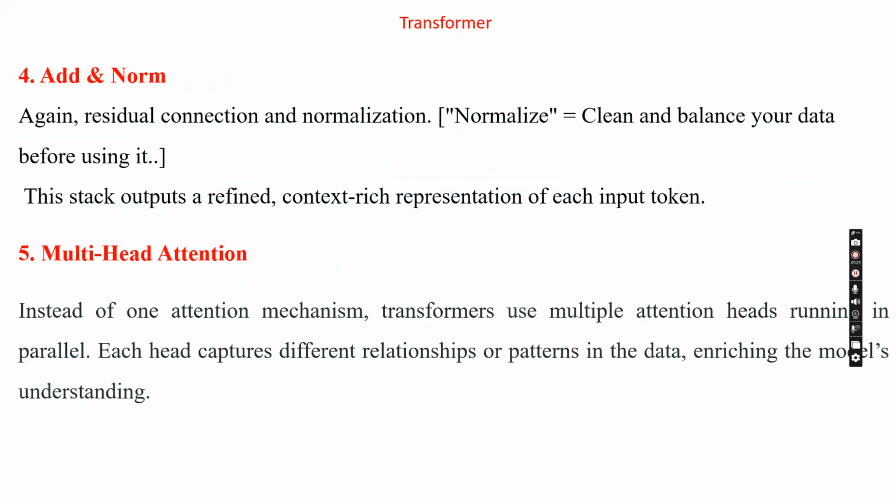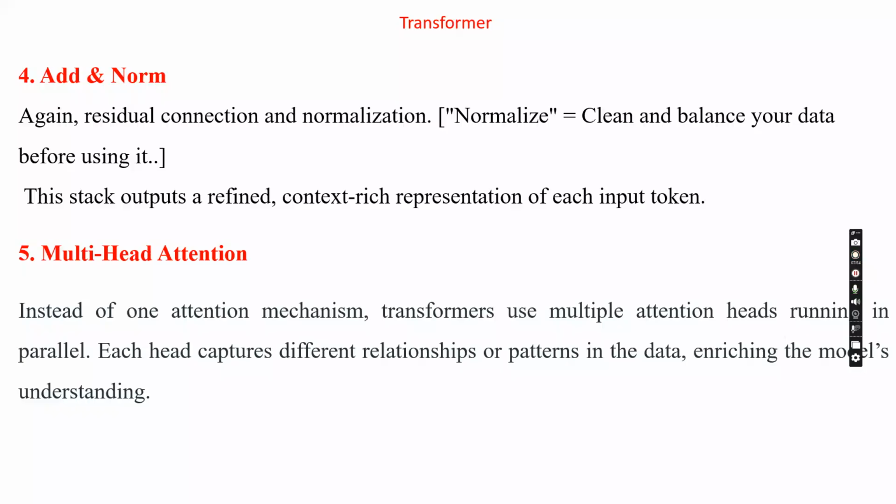Now, next is add and norm and multi-head attention. The next important components are add and norm and multi-head attention. The add and norm layer performs two tasks. First, it combines information using residual connections. And second, it normalizes the values to stabilize training.